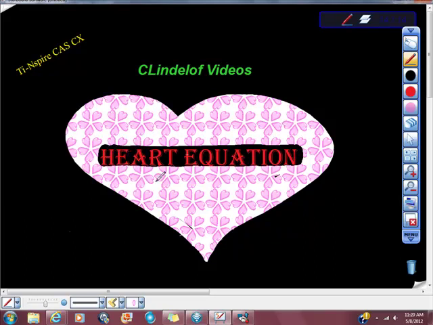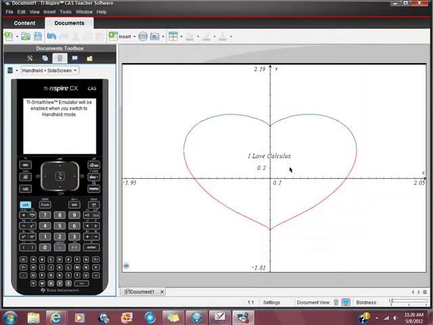So with no further ado, this is at the end, this is what you should be able to do. At the end, you should be able to make this heart. And it's actually really easy. I just want to show you some stuff that I did here.